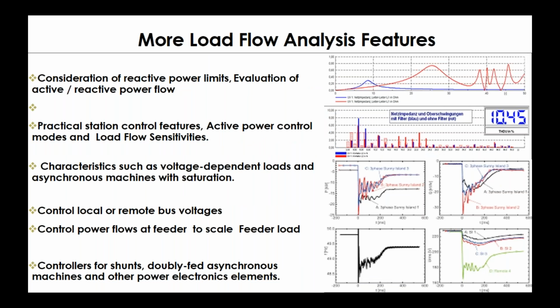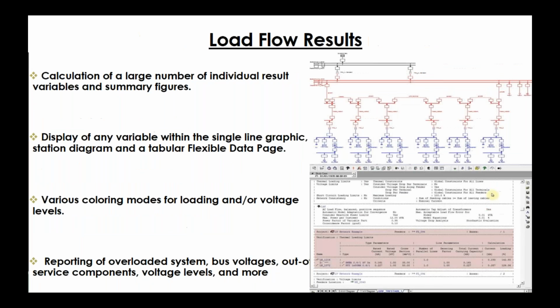And current representation of transformer vector groups and phase displacement. Shunt can be modeled to consist of a combination of series or parallel connected capacitors, resistors, and reactors. Feeder load scaling to control power at feeder entry point, including nested and parallel feeders. All operational data, generation and demand patterns, switch position, etc. can be saved.